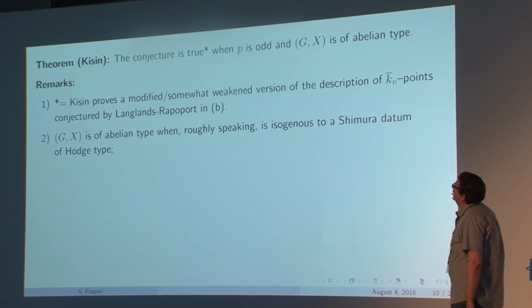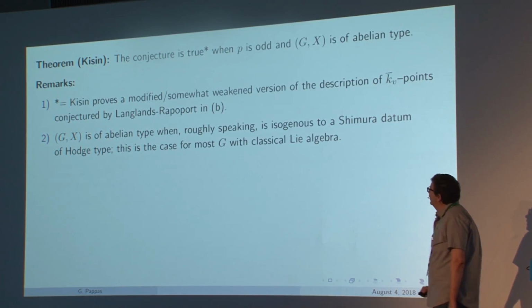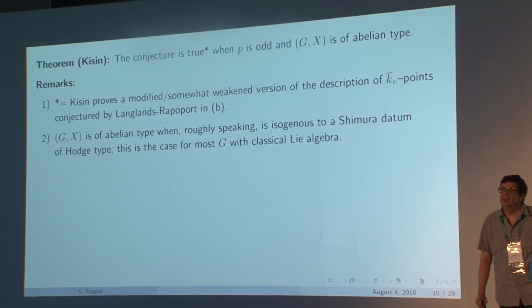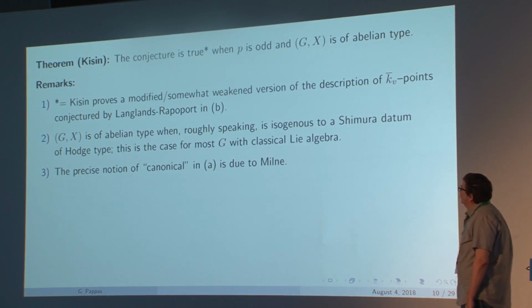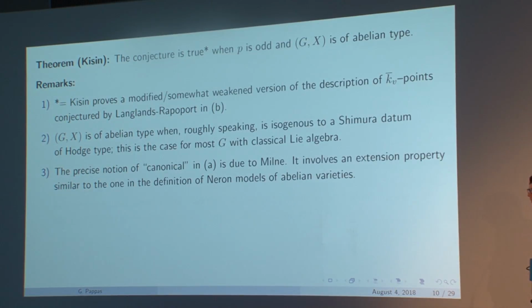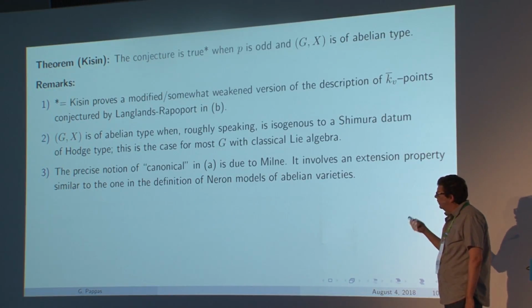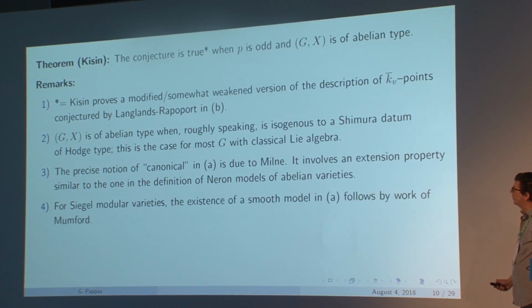So here are some more explanations. We say it's of abelian type when, roughly speaking, it is isogenous to a Shimura datum of Hodge type, and that's all I'm going to say. And this is the case for most G where the Lie algebra is classical. So this takes care of all the cases we need somehow. And then the precise notion of canonical is due to Milne. Langlands had a very vague idea of what this would be, I think. And then Milne characterizes the models by a Néron type property that makes them unique.